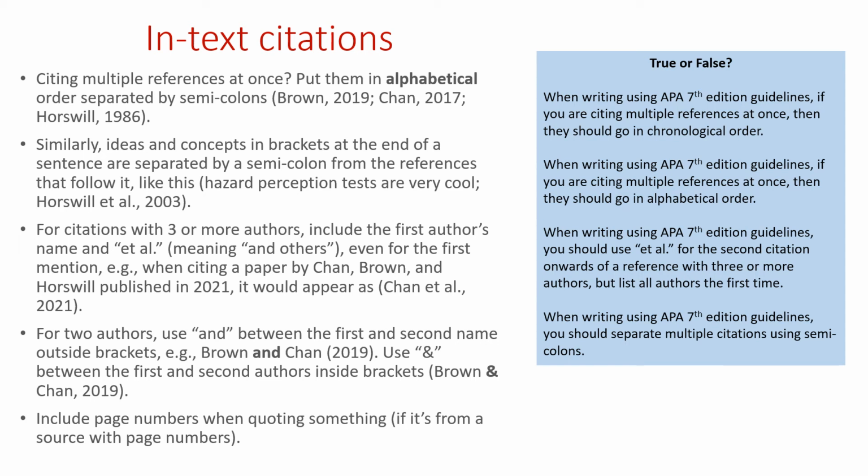Third question. When writing using APA 7th edition guidelines, you should use et al. for the second citation onwards of a reference with 3 or more authors, but list all authors the first time. That's false. That's what happened in earlier editions, but not in APA 7th. And fourth question. When writing using APA 7th edition guidelines, you should separate multiple citations using semicolons. That is true. So use semicolons, don't use something else like commas.